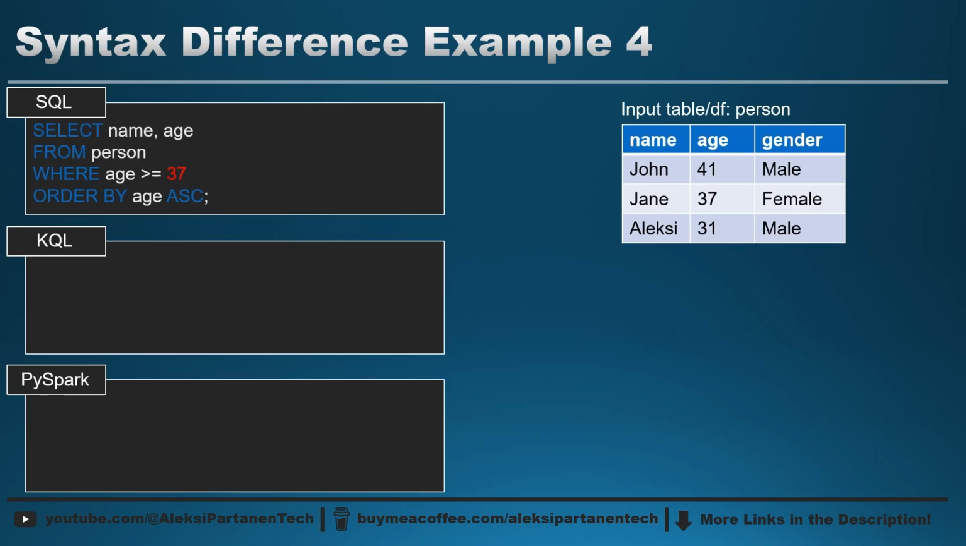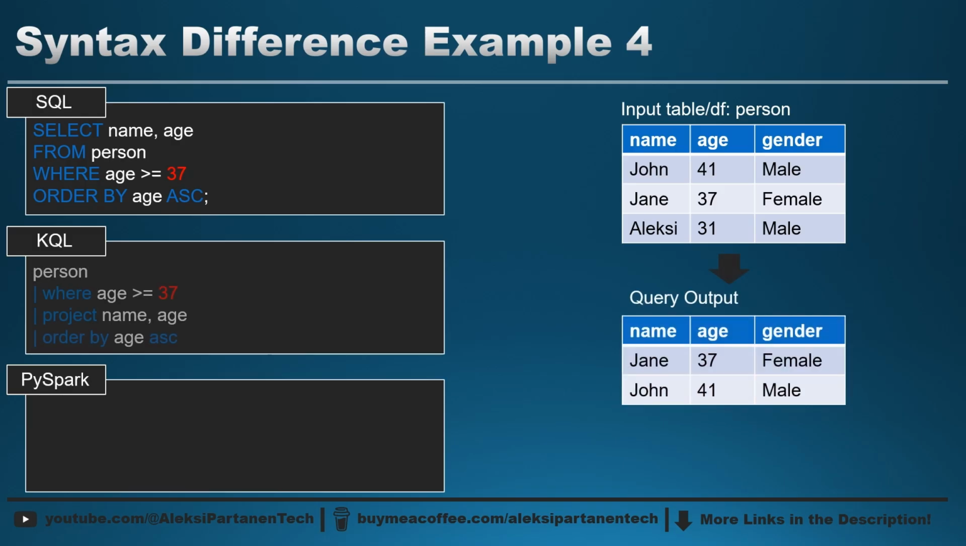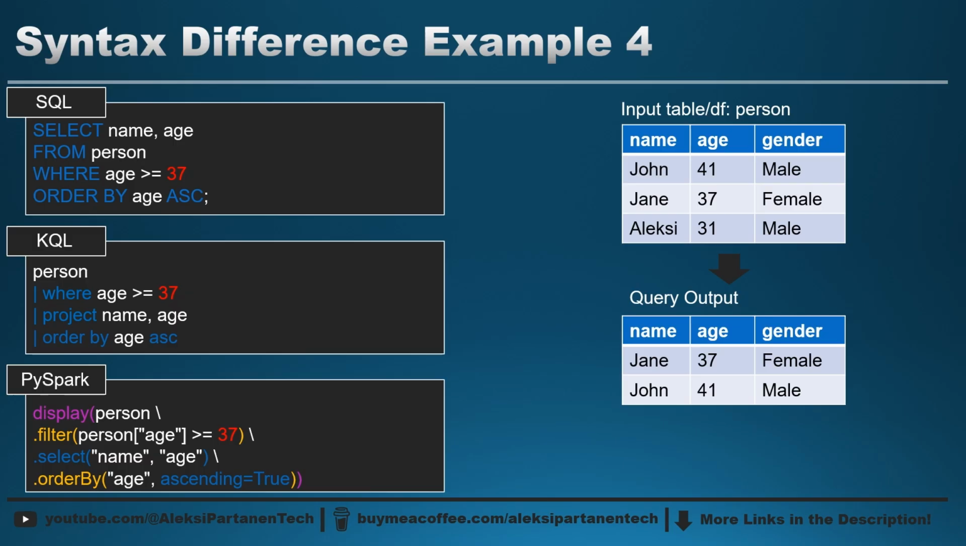With SQL, we can add order by statement and say that we want our output to be ordered based on age. And I want the order to be ascending. With KQL, we have order by operator, and with that language we can order the data in very similar way. With PySpark, things work also in similar way, but now we have order by function for which we give the column we want to use as an argument, and then set ascending to be true.